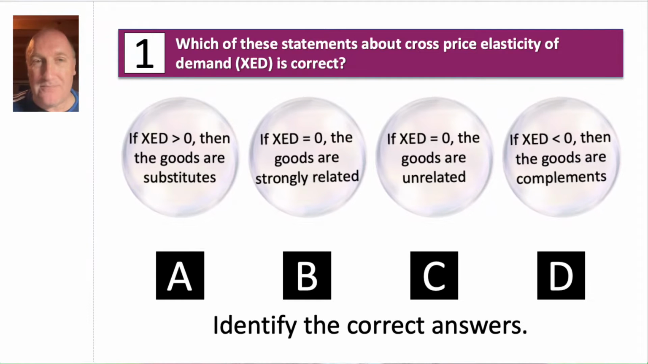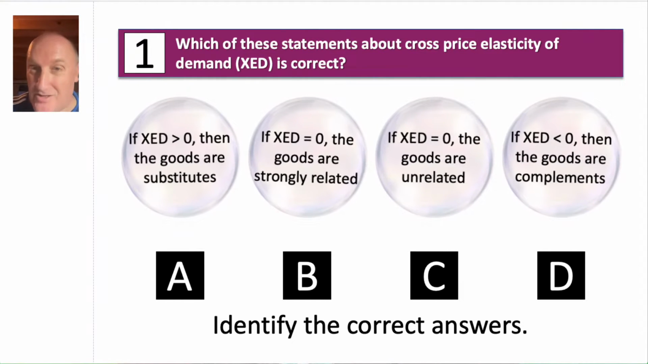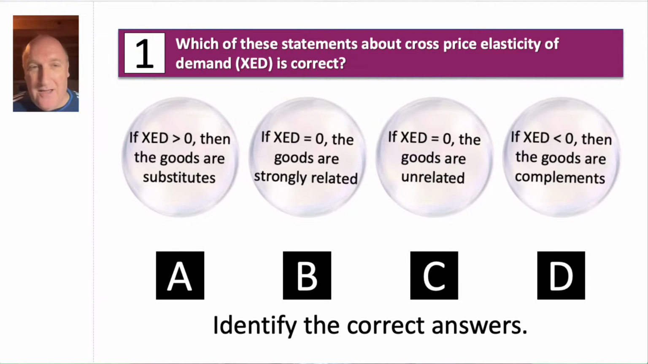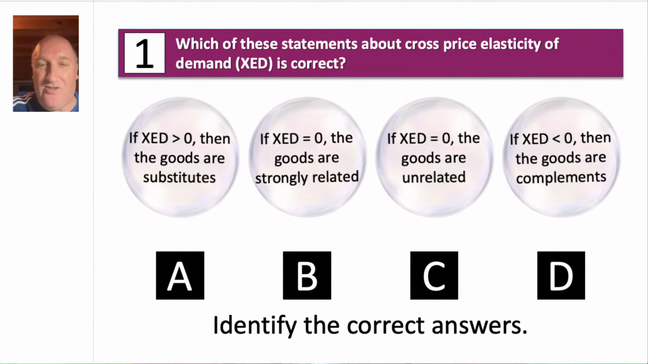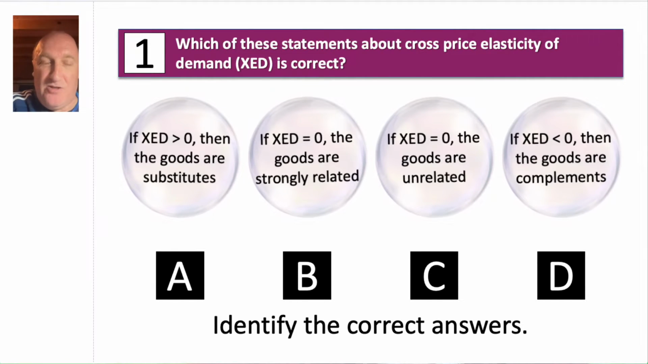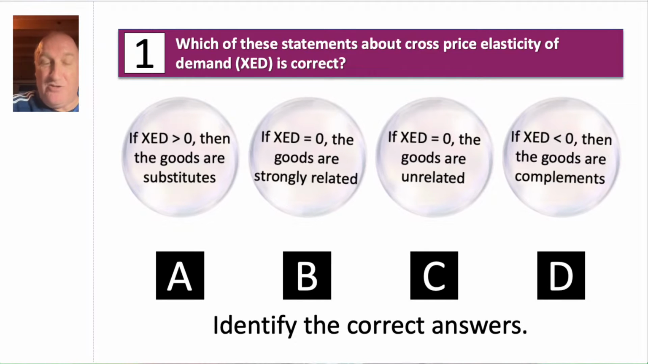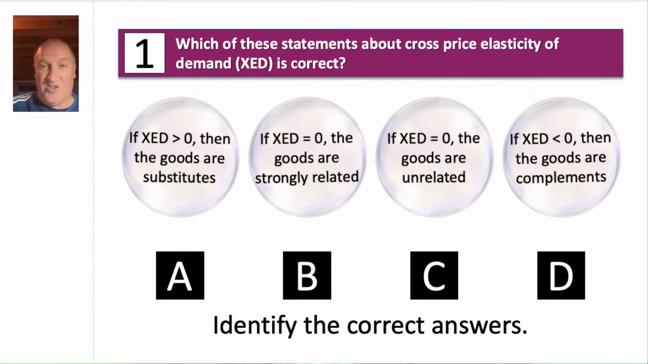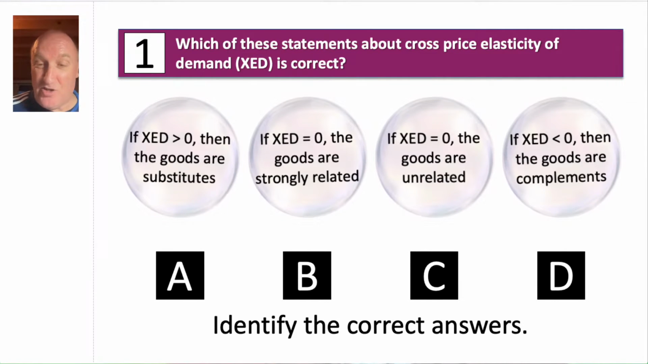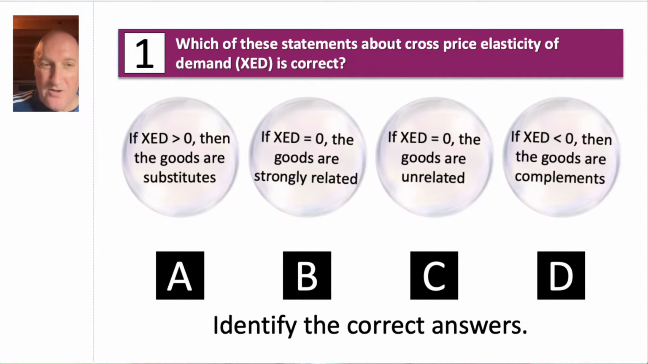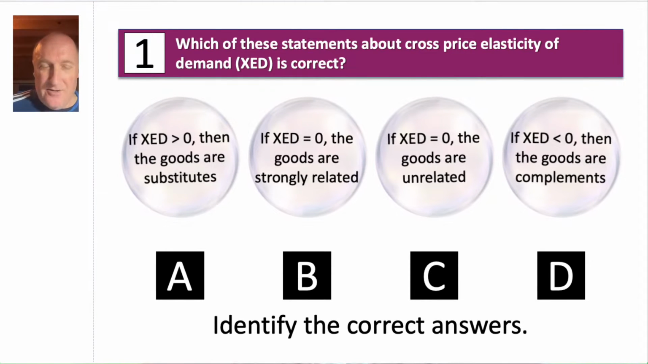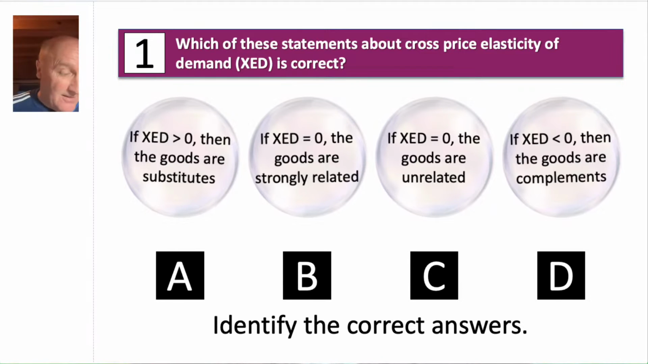So here we go. Which of these statements about cross price or cross elasticity of demand is correct? What do we think here? Just post the letters of the answers that you think are correct. A: If XED is greater than 0, the goods are substitutes. B: If XED is 0, the goods are strongly related. C: If XED is 0, the goods are unrelated. D: If XED is less than 0, the goods are complements. What do we think here? We're looking for the answers. Can you find the number of correct answers and the letters?